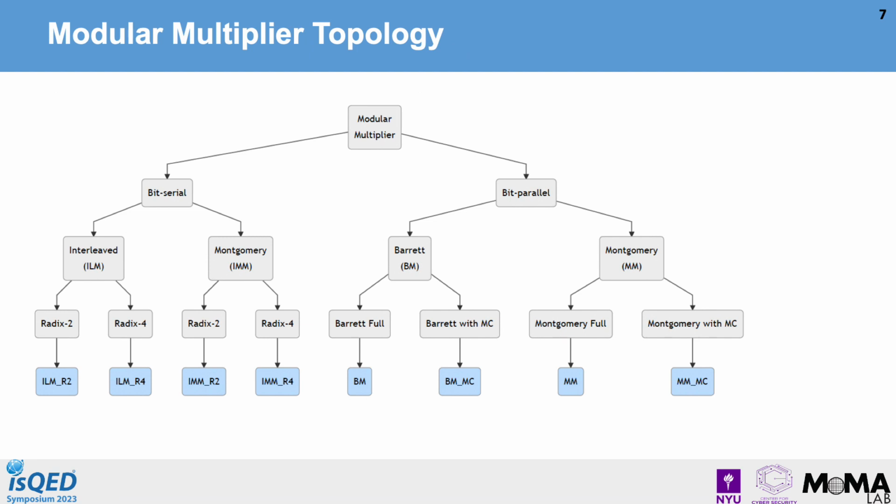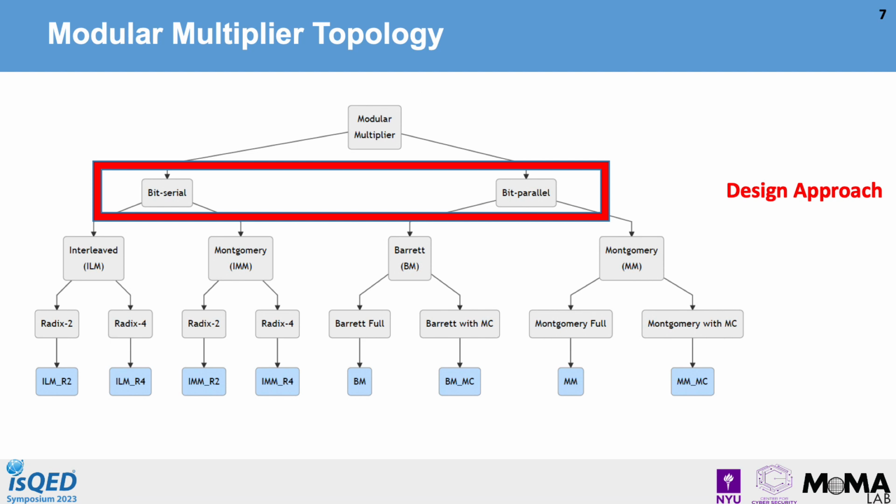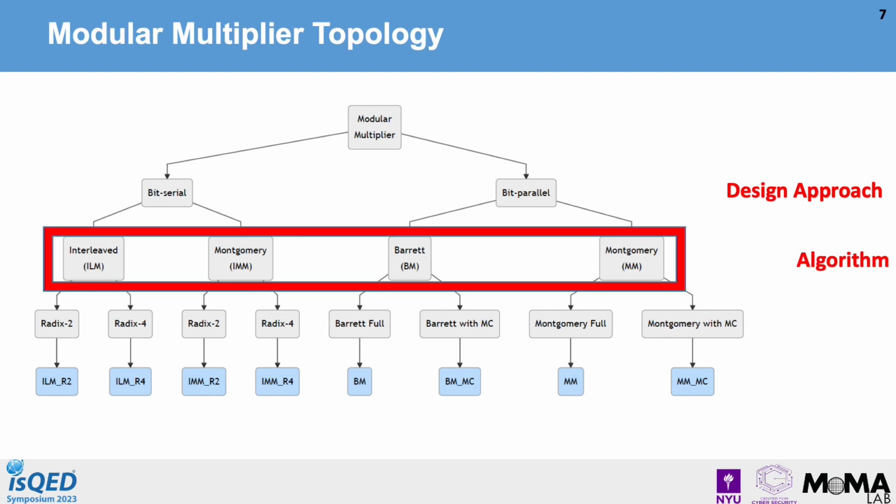This figure shows the topology of modular multipliers. Based on design approach, they are classified in two categories, bit serial and bit parallel. Bit serial performs partial multiplication combined with reduction iteratively, while bit parallel performs full multiplication followed by a reduction. Bit serial is further categorized into interleaved modular multiplier, or ILM, and iterative Montgomery multiplier, or IMM. Both of these algorithms are commonplace and widely used.